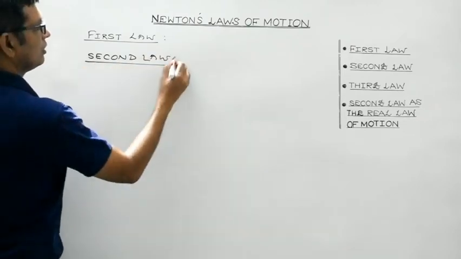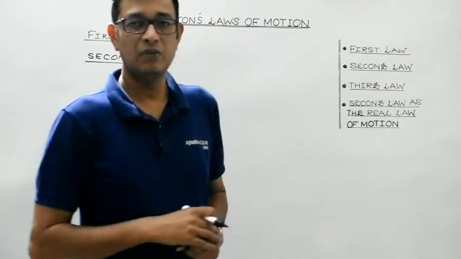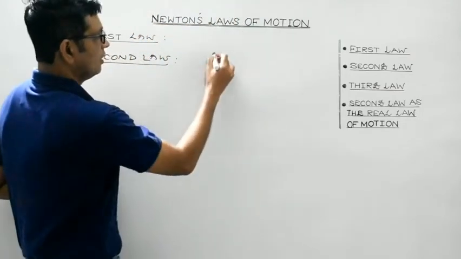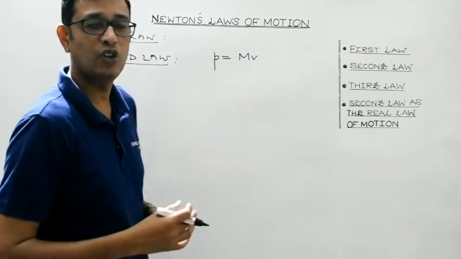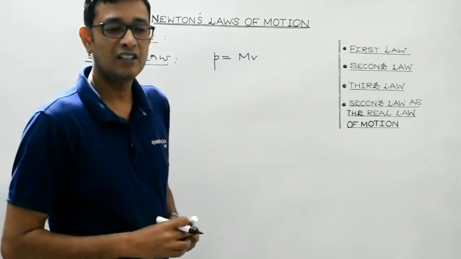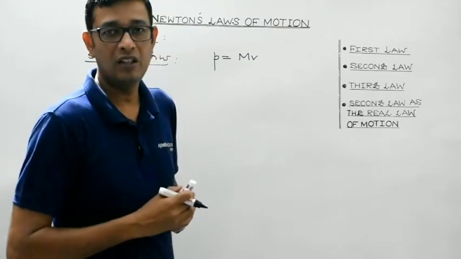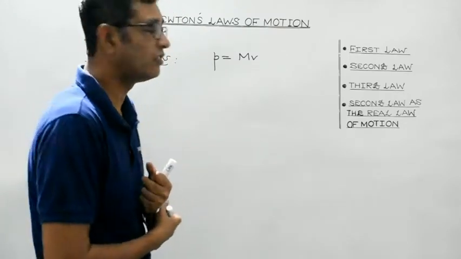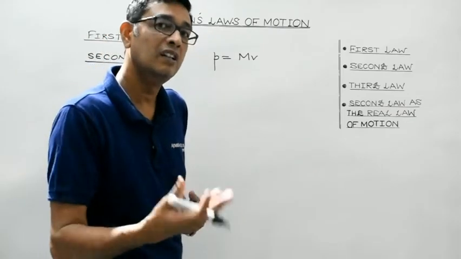Second law is based on the concept of momentum. What we have discussed is momentum is given by the product of mass and velocity. We all are aware of it, isn't it? Momentum actually is the net amount of motion contained in the body. Mathematically or quantitatively, momentum of a body is given by the product of mass of the body and its velocity.